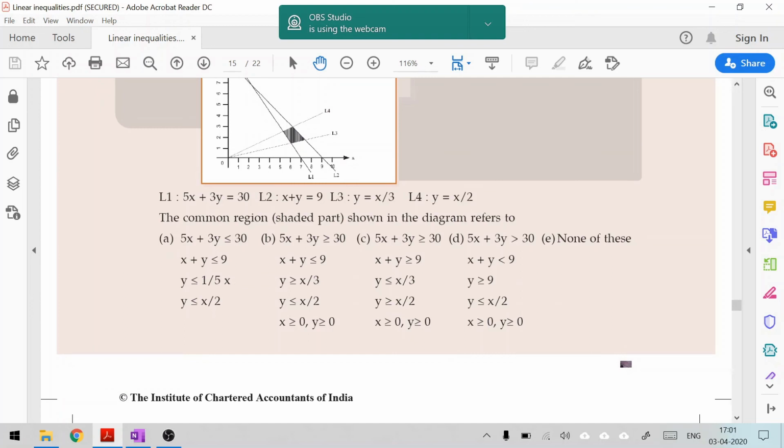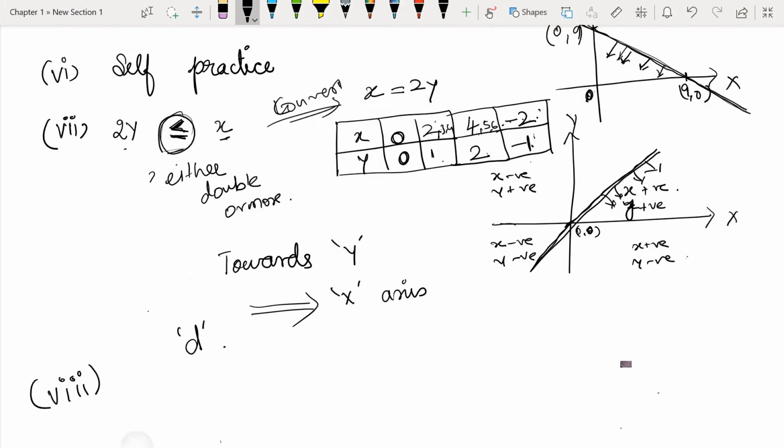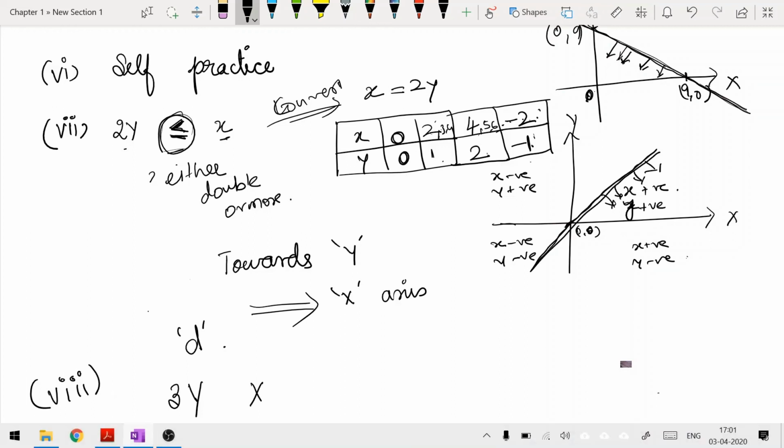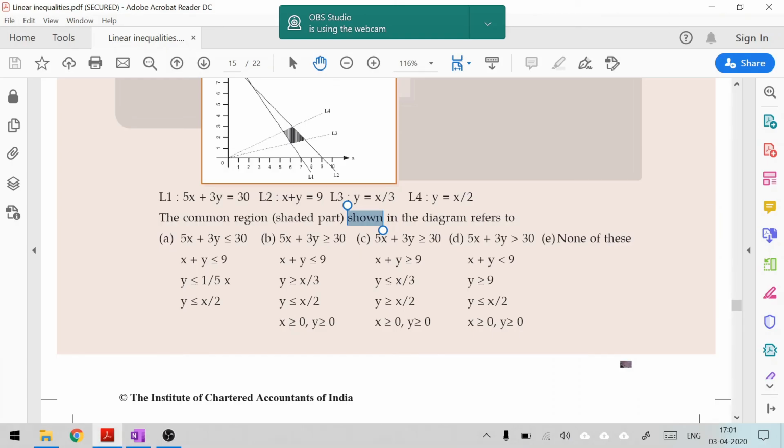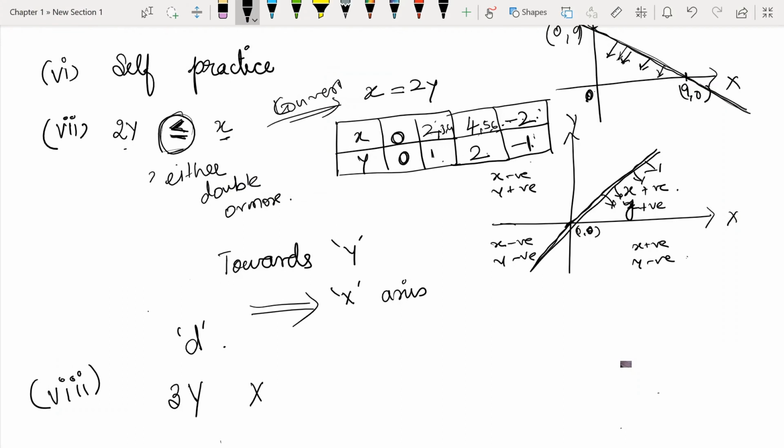Now come to the third line. The third line is y is equal to x by 3. So we can write this as 3y equal to x. Now what is the symbol? Coming to the line L3, L3 is towards the y-axis. If it is towards the y-axis, then y is greater. That is what it means. In this question, it was towards the x-axis, so x was greater. It is towards the y-axis, so y is greater.